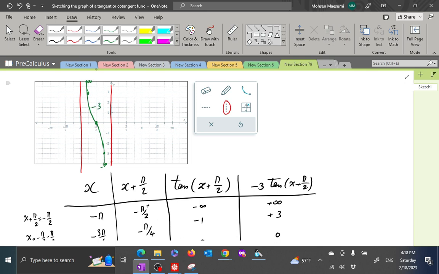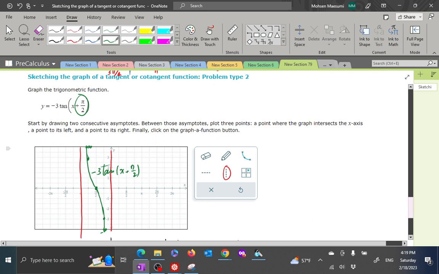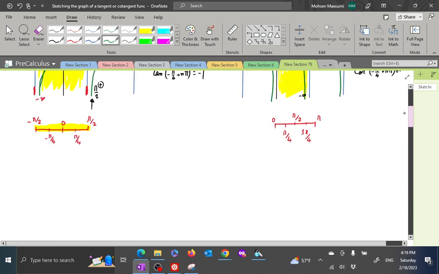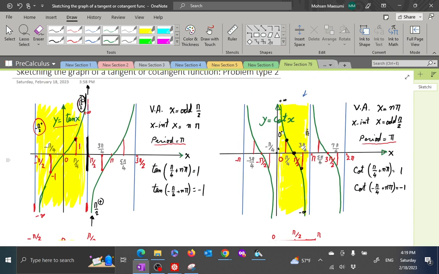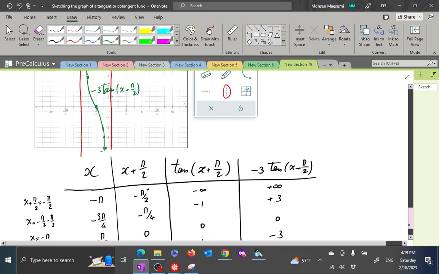So minus 3 tangent of x plus pi over 2. What are the transformations? The graph goes left by pi over 2. This indicates 3 times as tall. And then minus means flip it upside down. So you see here it is minus and then over to plus infinity. After you flip it, it curves the other way. So that is what we got here.